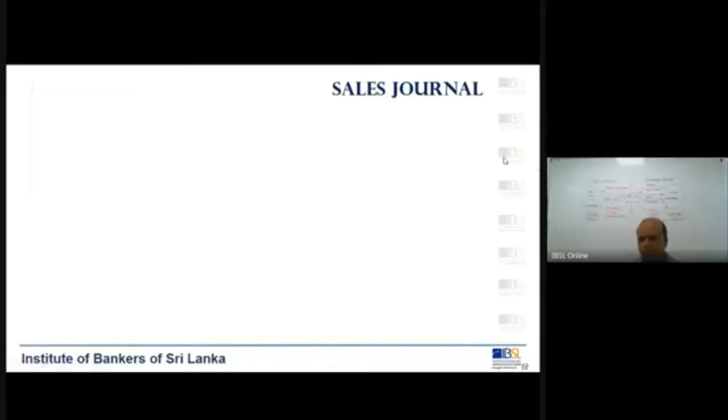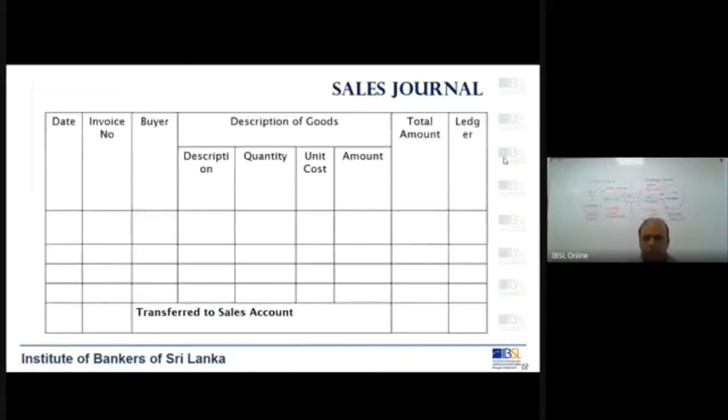So let's get on to the sales day book. This is how the sales day book will look. Just have a look at it. This is just a sample. People can have any kind of sales day book, but this is something very basic.